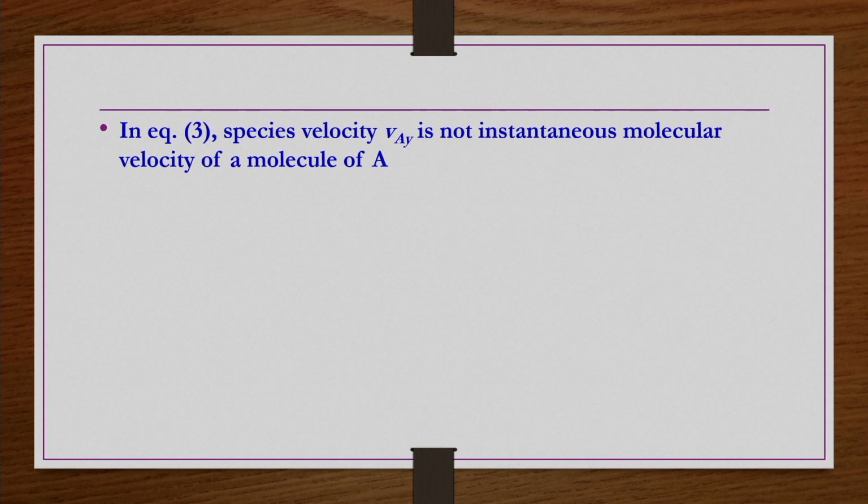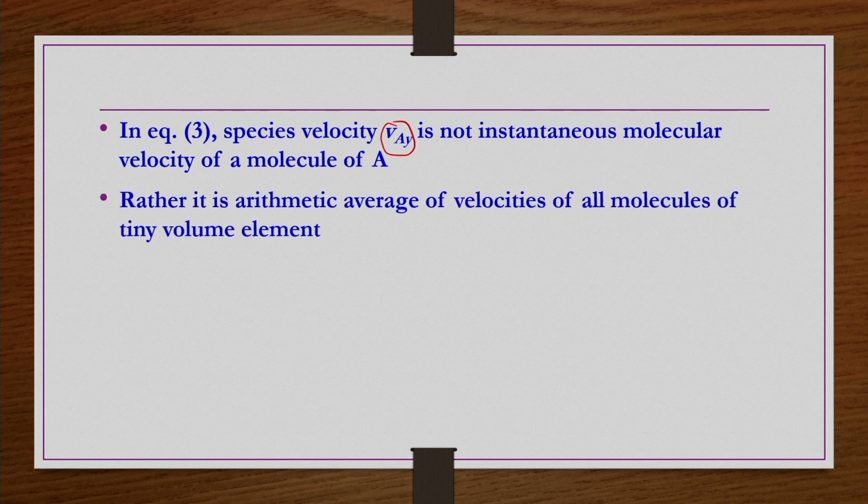Right. So, v is the average in which v_Ay and v_By are weighted according to mass fractions, that is the mass average velocity. Then in equation 3, the species velocity v_Ay is not the instantaneous molecular velocity of molecule A as mentioned, rather it is the arithmetic average of velocities of all molecules in a tiny volume element. Within the tiny element, whatever A component is moving in the y direction, all the velocities have been taken into consideration, and their arithmetic average is reported as v_Ay. Same is true for v_By as well.